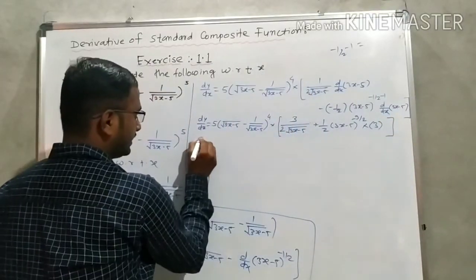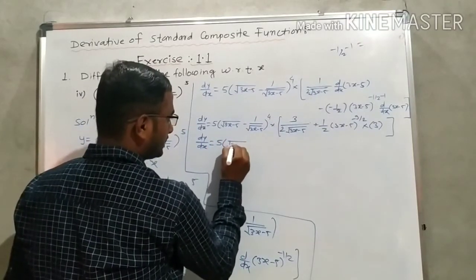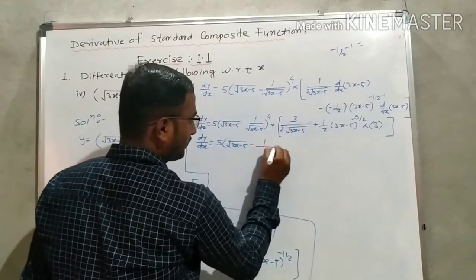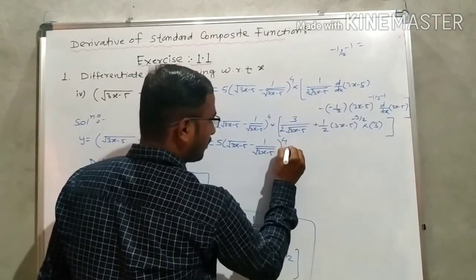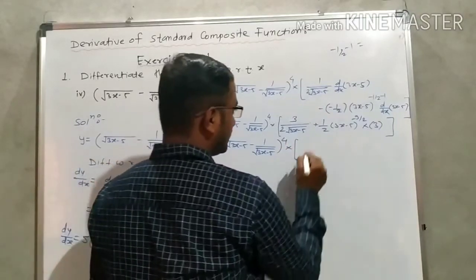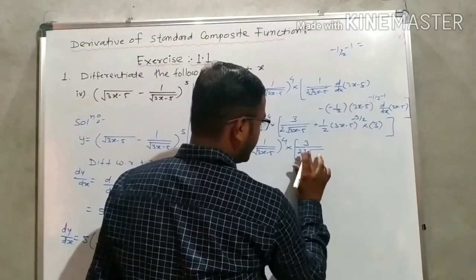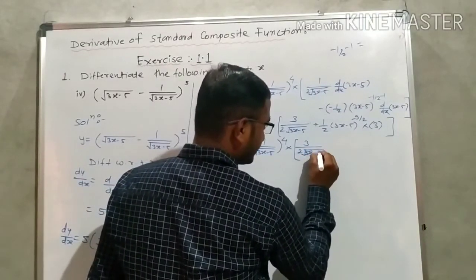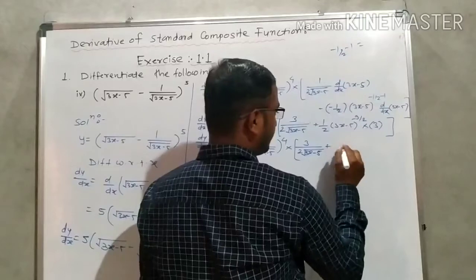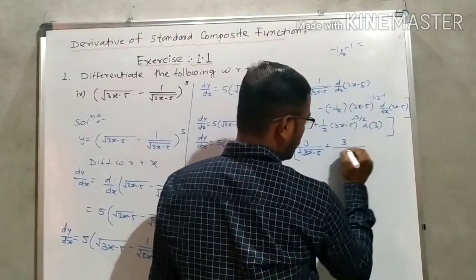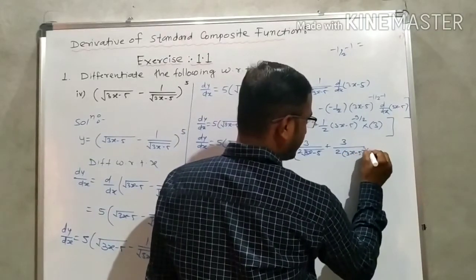Okay, so lastly, dy by dx is equal to 5 into square root of 3x minus 5 minus 1 upon square root of 3x minus 5, bracket to the power 4, into, so that is 3 by 2 into square root of 3x minus 5 plus, so this is the reciprocal, so 3 by 2 into the reciprocal, 3x minus 5 to the power 3 by 2.